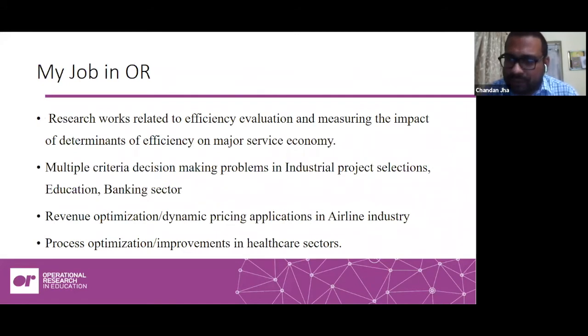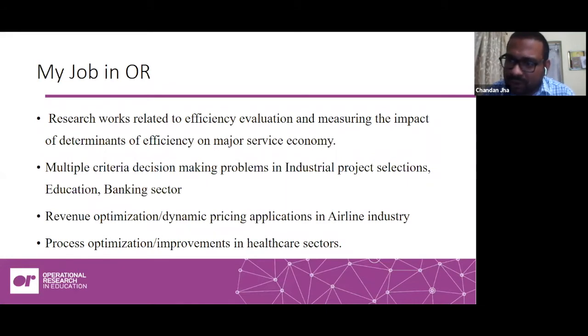A lot of methods are there. Apart from forecasting models and managing transportation and assignment problems, I also did research related to efficiency evaluation and measuring the impact of determinants of efficiency on major service economies. I will explain this a bit more. What does efficiency evaluation mean?